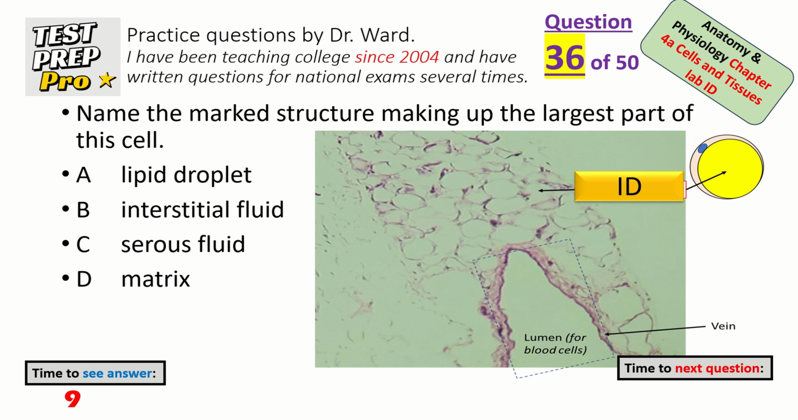Name the marked structure making up the largest part of this cell. It's showing an adipocyte, and it's got this large yellow fluid inside it. It's a lipid droplet.